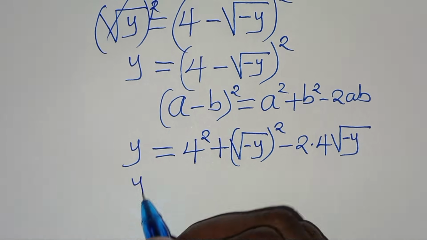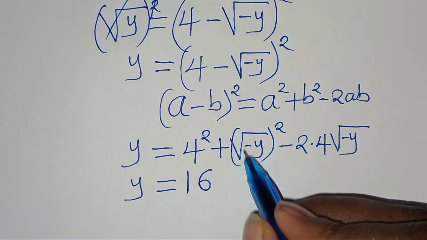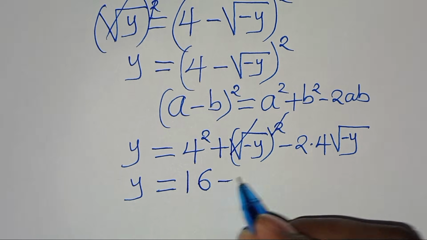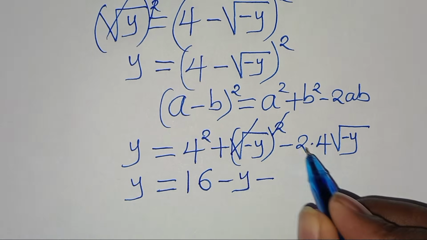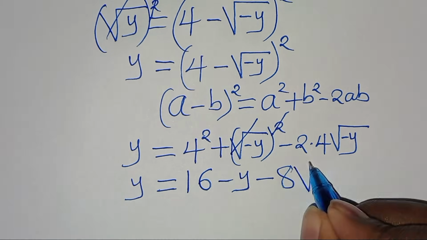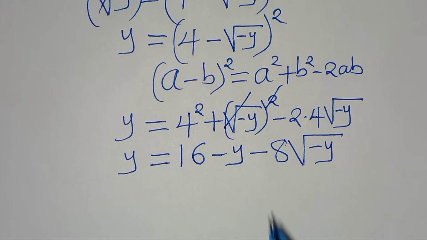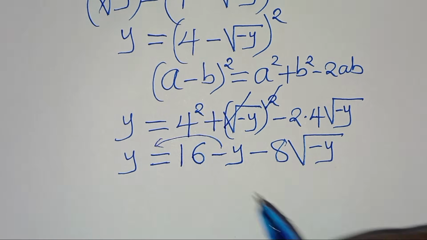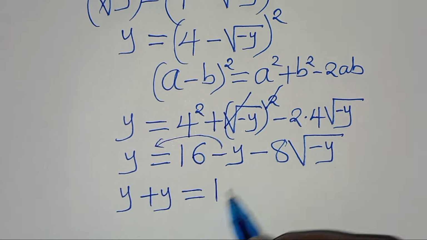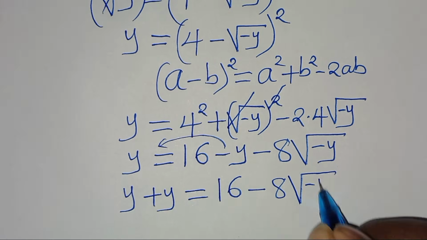So now we have y equal to 4 squared, which is 16. Now let's eliminate the square root sign here, so that we have plus times minus y, which is minus y, then minus 2 times 4, which is 8, times the square root of minus y. Now let's take minus y to the left hand side, so that we have y plus y equal to 16 subtract 8 square root of minus y.